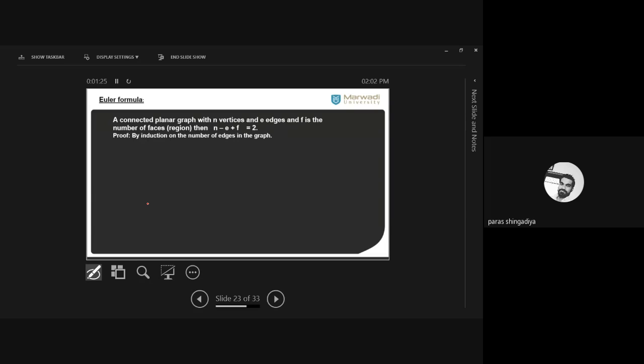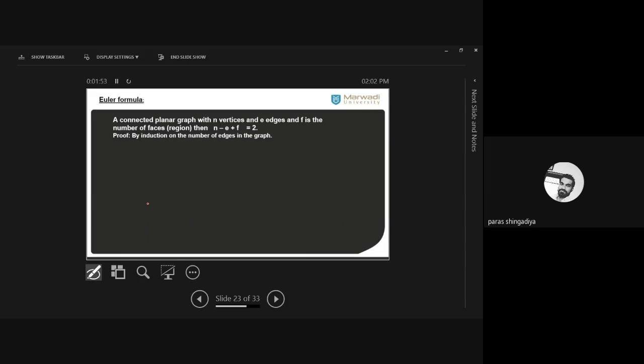What are the steps of the induction rule? First we verify this formula for initial values of e, and then we suppose one result, and based on that result we prove our conclusion. Here we apply this induction rule to the number of edges. So what does it mean? First we check this formula for initial values of e.